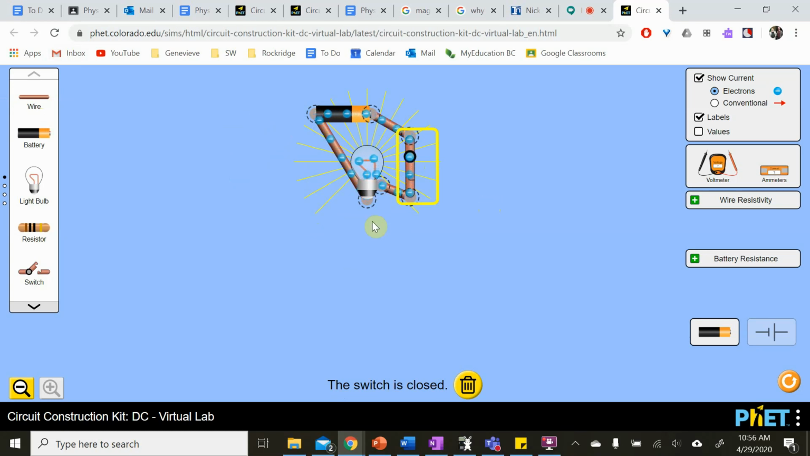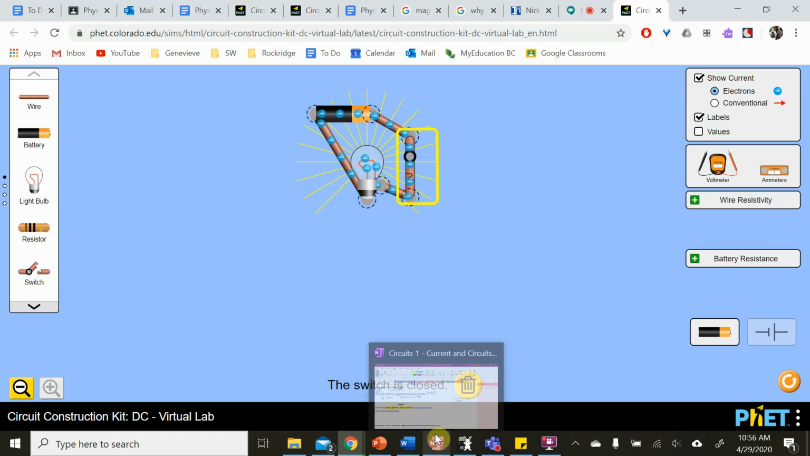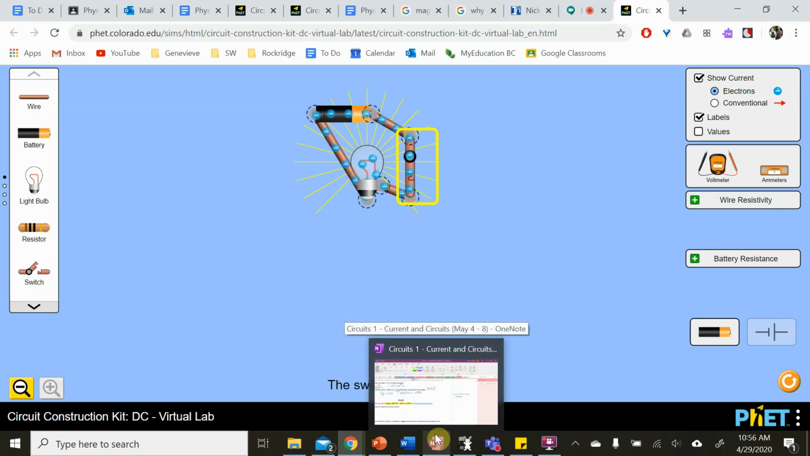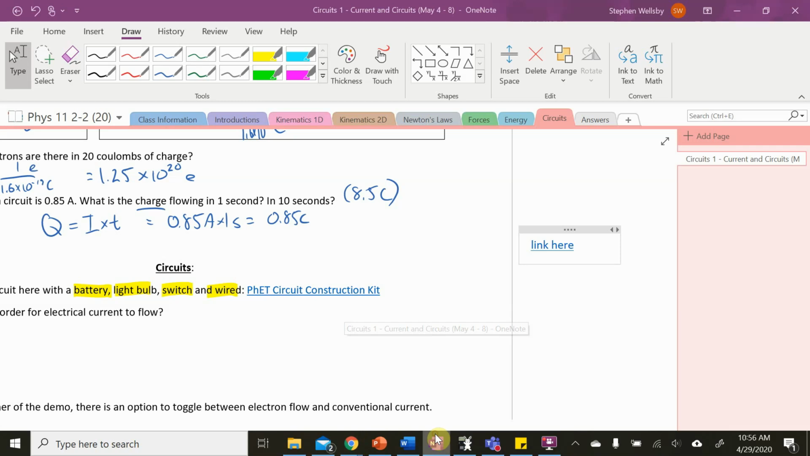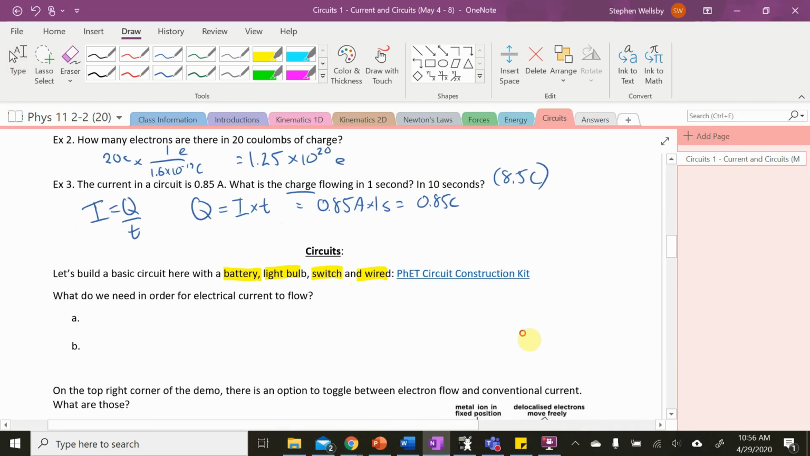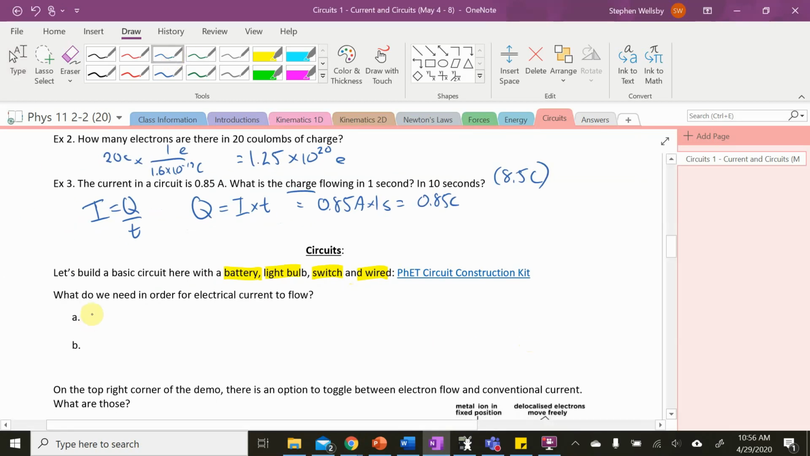Now I'm going to show you a couple things here. So first of all, this is current flowing. So what do we need? The question on the sheet is, what do we need to have for current to flow? Well, to make current flow, we need 2 things. So we need a complete path, and we call that a circuit. We need a complete path.